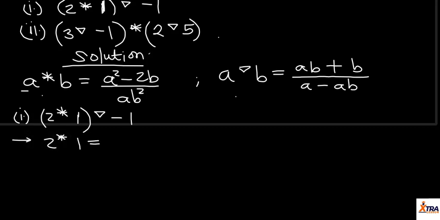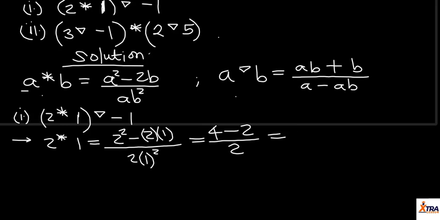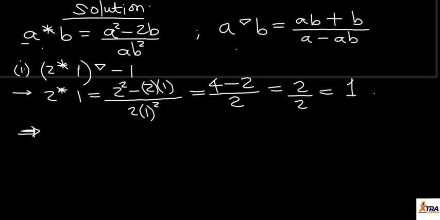So operation 1 as regards this formula, our A here is 2 and our B is 1. Our 2 square minus 2 times 1 all over AB square, that is 2 times 1 square. This will be giving me 2 square here is 4 minus 2 all over 2. 2 over 2 here will be giving me a round value of 1. So this will be giving me 1. Now I can take the second, since I'm done with everything in the bracket here. I've simplified this to just 1. So it's now 1 operation minus 1.